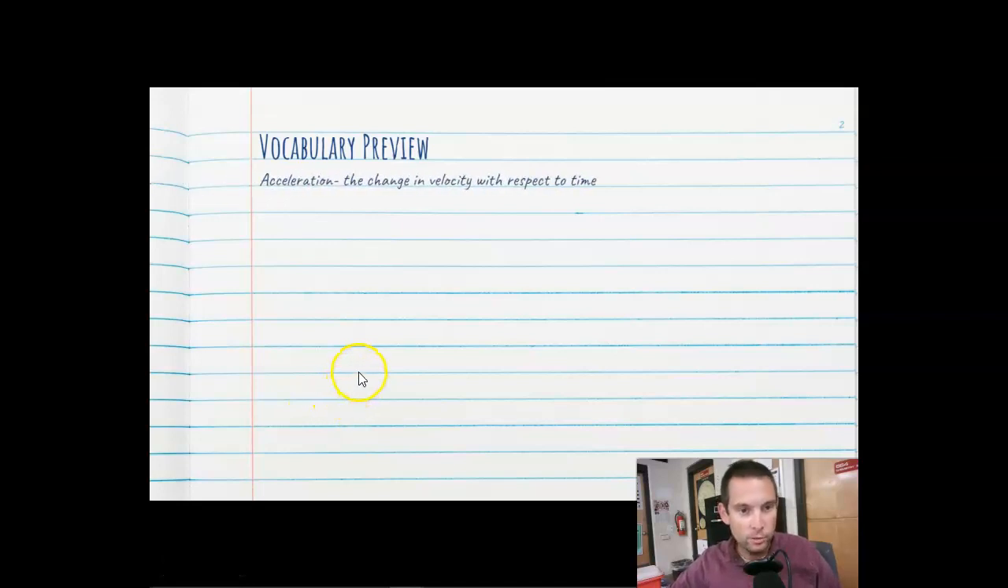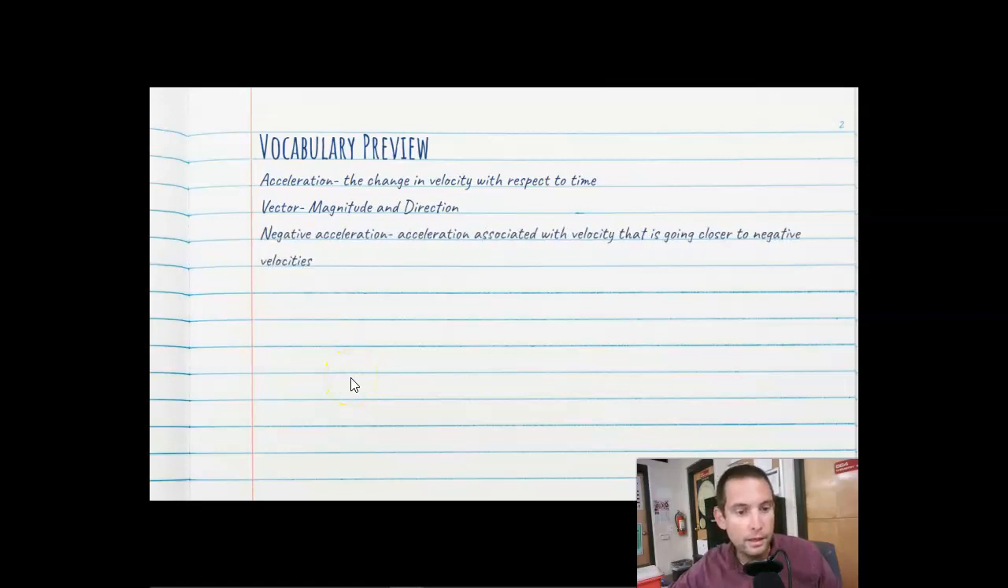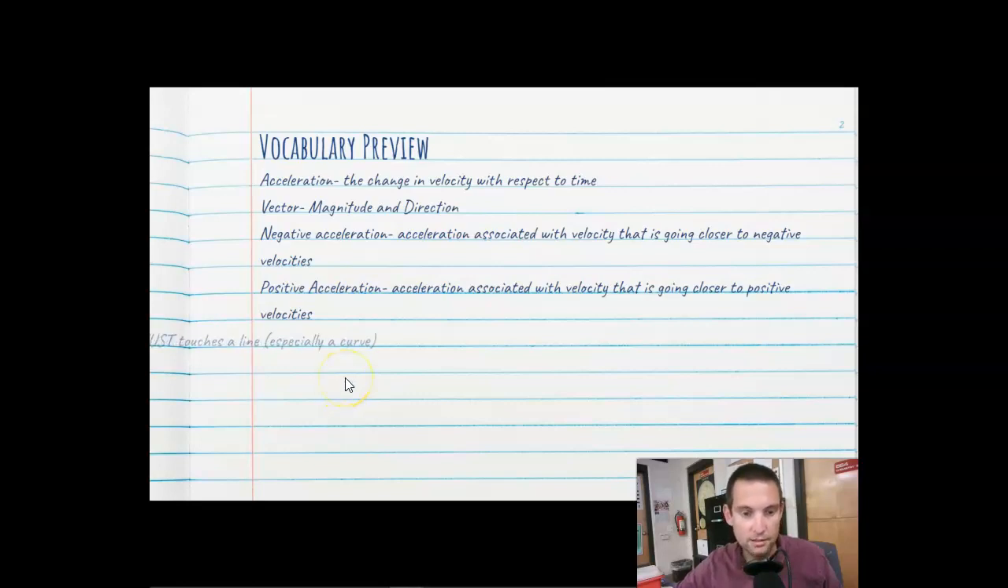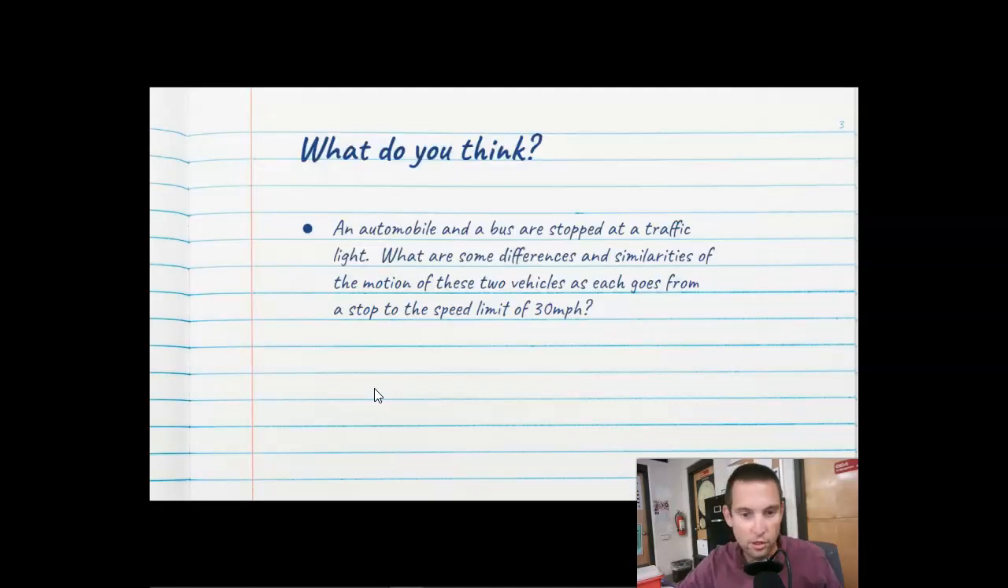Our vocabulary preview. We've got acceleration, which is the change in velocity with respect to time. We've got vector, which is magnitude and direction, which we saw in the previous sections. Negative acceleration is acceleration associated with velocity that is getting closer to negative velocities. Positive acceleration is acceleration associated with velocity that is getting closer to positive velocities. Remember that velocity is a vector, so we can have positive and negative velocities, just depending on the direction. We have a tangent line, which is a straight line that just touches a line, especially a curve.